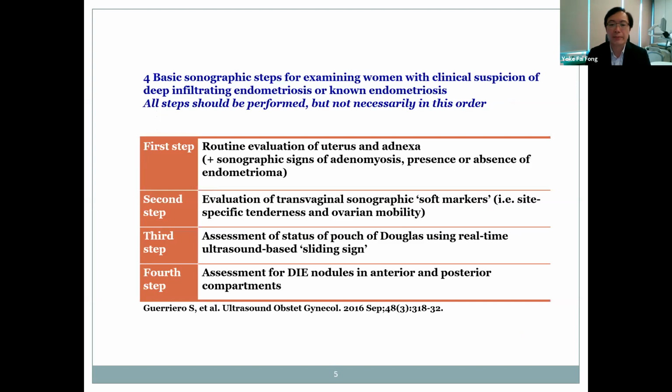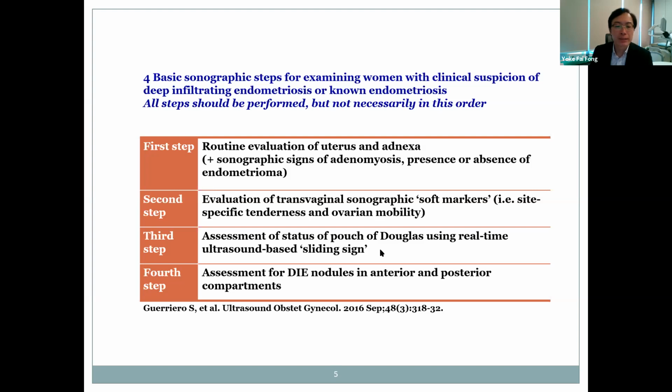So what they really suggest is actually a four-step evaluation in endometriosis. Again, this is very similar to what I've said earlier on. The first step is routine, which is what we are already doing. We look at the uterus, the annexure, but we must also look for signs of adenomyosis, which is very important. And following that, we look at the soft markers. So there will be things like site-specific tenderness and ovarian mobility. So something that either MRI or CT scan cannot do, because you don't have a probe in the vagina trying to assess or to push. You don't know the dynamic relationship between the two structures and the organs.